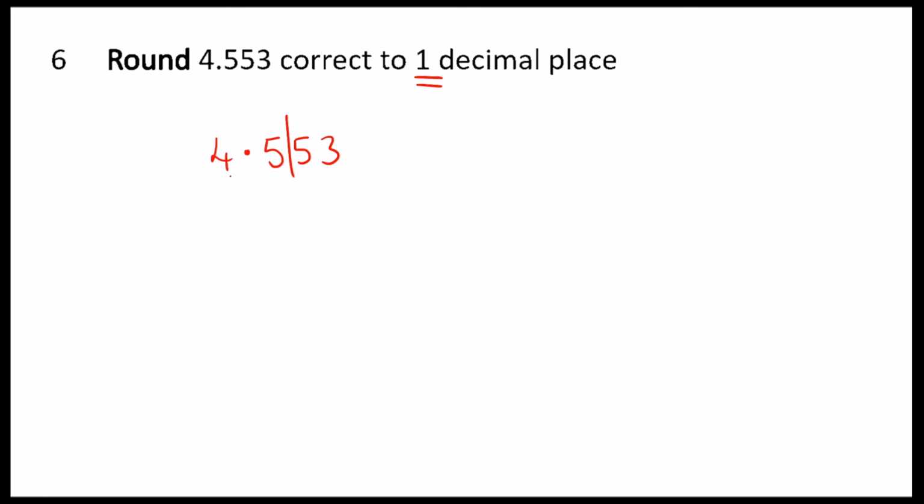Now, my answer is either going to remain as 4.5, or this digit at the end is going to go up and become 4.6. And how we decide is by looking at this number to the right of my line. We need to ask ourselves, is this 5 or more? So is it 5, 6, 7, 8 or 9? Because the answer is yes, I therefore need to round up and my answer becomes 4.6. However, if this number was a 0, 1, 2, 3 or 4, I would simply leave my answer as 4.5.